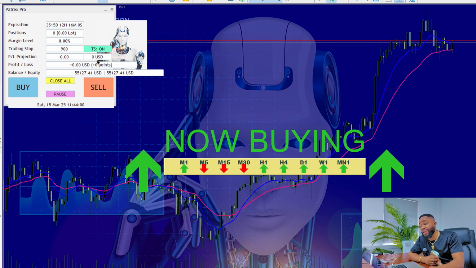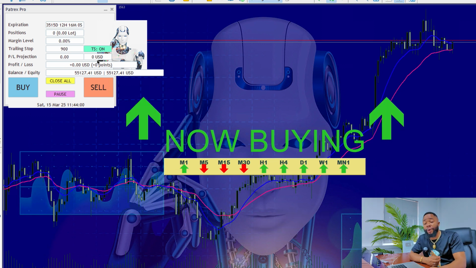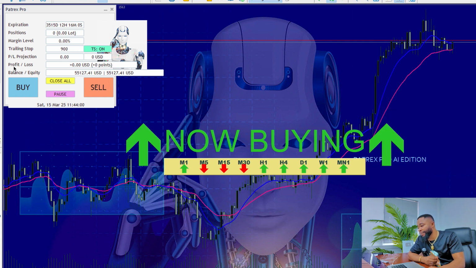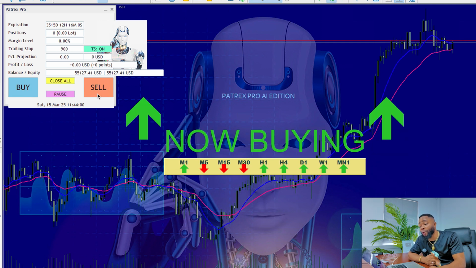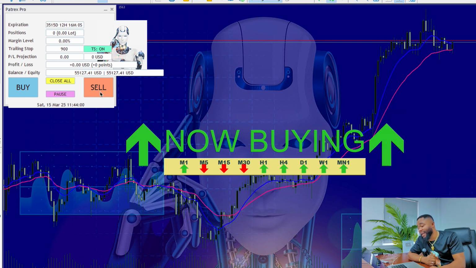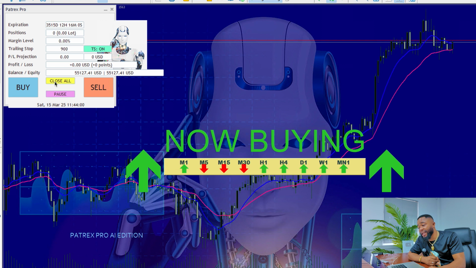You can even see the projections on how much profit you're going to be making. You can see profit or loss. You're going to see it there. Balance and equity, you see it right there. You can even open more positions here or close more positions right here. You can close just by clicking this button.